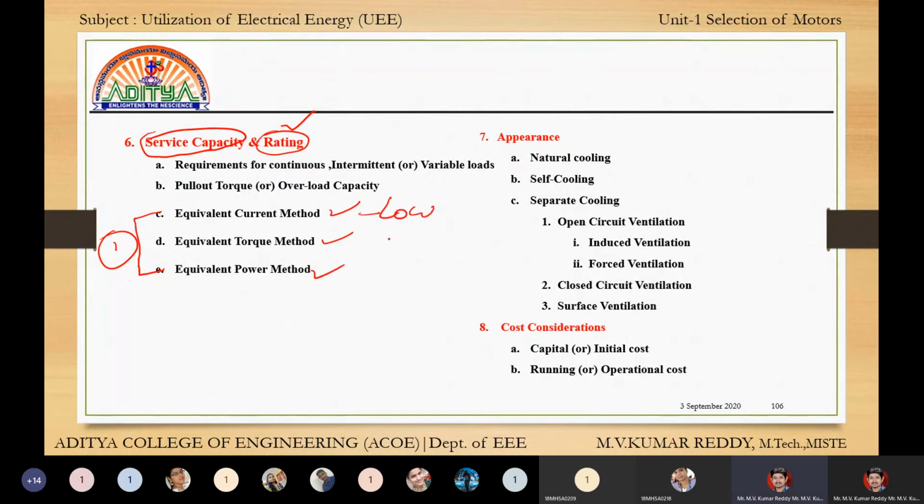For low loads, the equivalent current method is used. For short and intermittent loads, the equivalent torque method is used. And for power considerations, the equivalent power method is used.